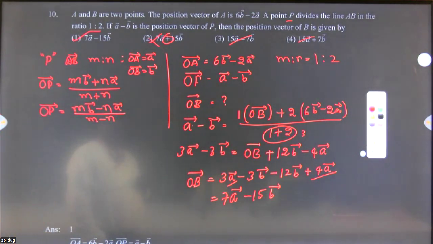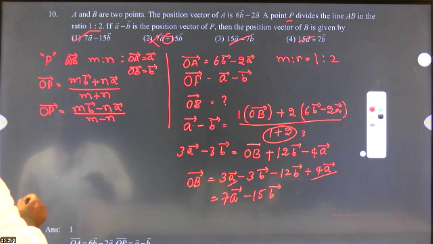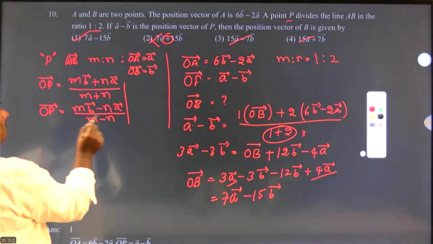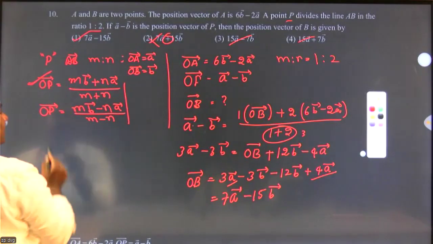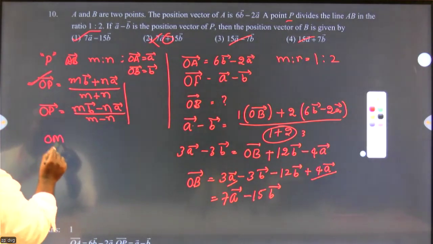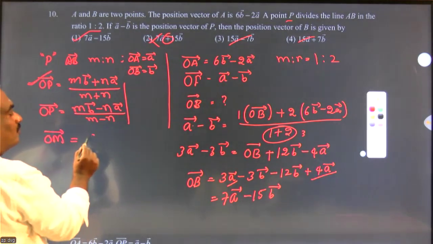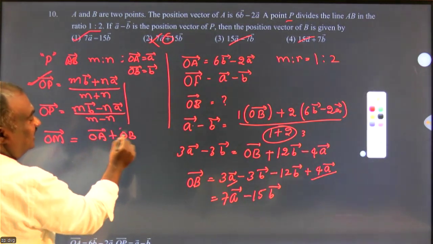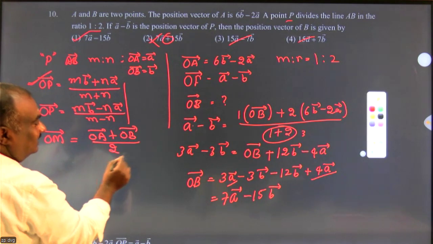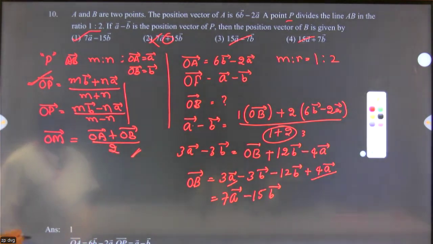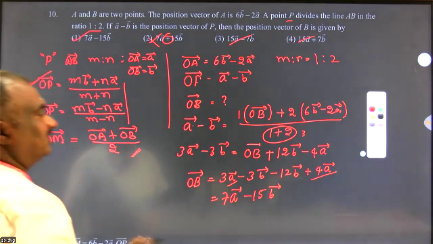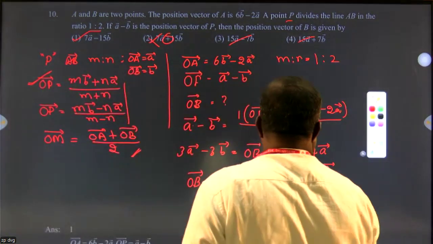In the same condition, they will ask the midpoint. Midpoint means, already we know that. What is the midpoint? Midpoint means here m is equal to n. If you substitute in the internal formula, m is equal to n, what you are getting? OM bar is equal to OA bar plus OB bar by 2, which is called the midpoint. Midpoint is always internal ratio only. It is not external ratio.